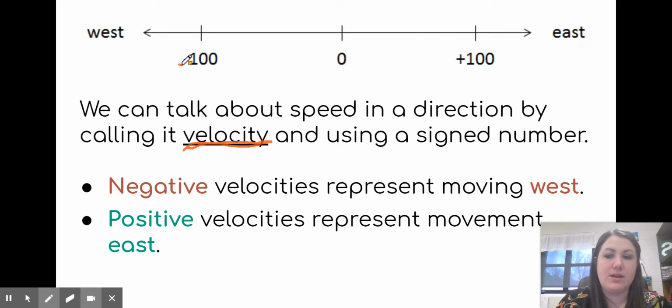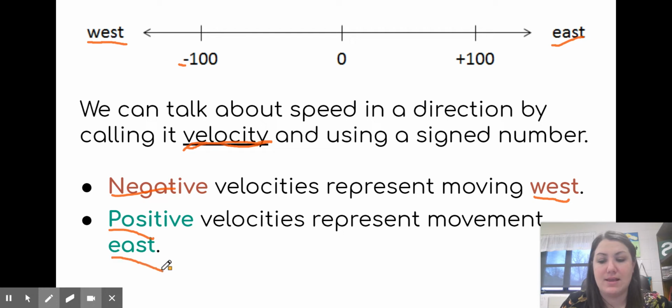But sometimes you will see it as negative. It doesn't necessarily mean they're slowing down. When we're talking about velocity, it means going west or east. So remember, just like it was yesterday, negative is always west and a positive is always east.